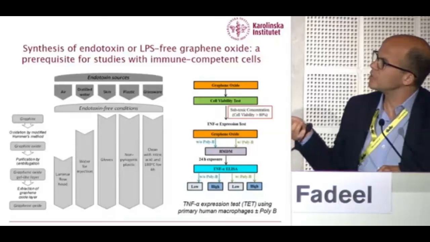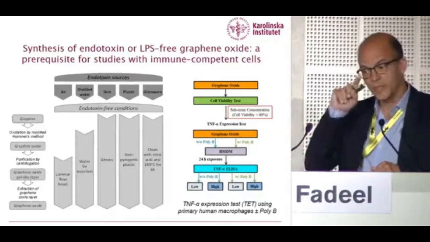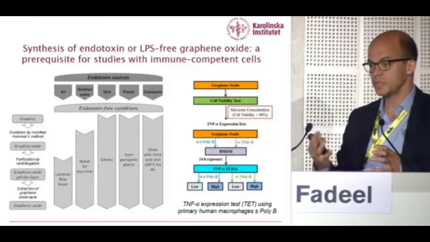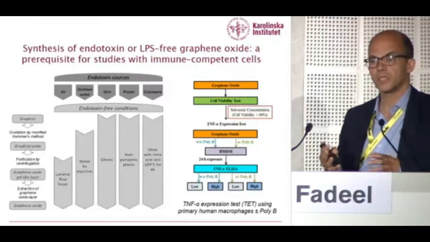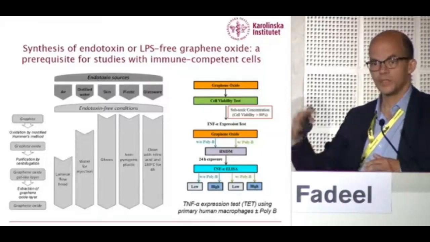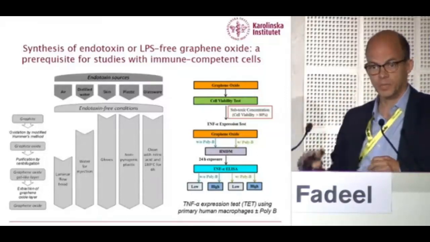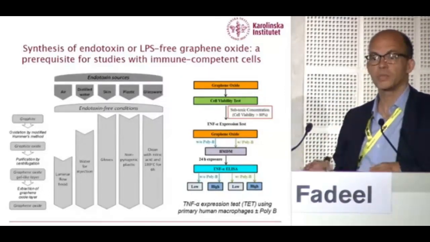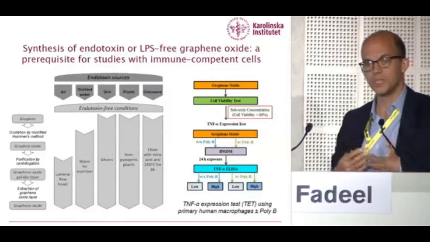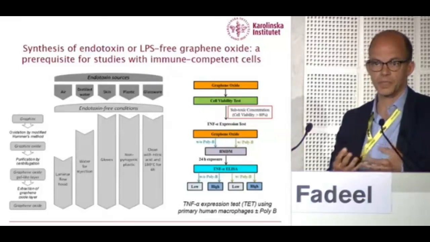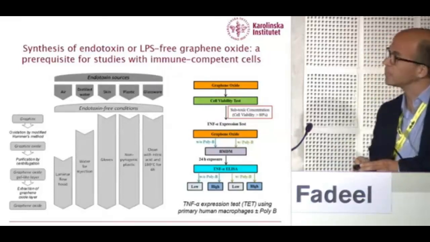Basically using primary human macrophages, we incubate these with the graphene-based materials with or without polymyxin B, which is an LPS inhibitor. And now if we see TNF-alpha secretion, and if this is suppressed by polymyxin B, we can then conclude that this is a result of endotoxin contamination. If it's not suppressed by polymyxin B, it's likely to be an intrinsic effect of the material.